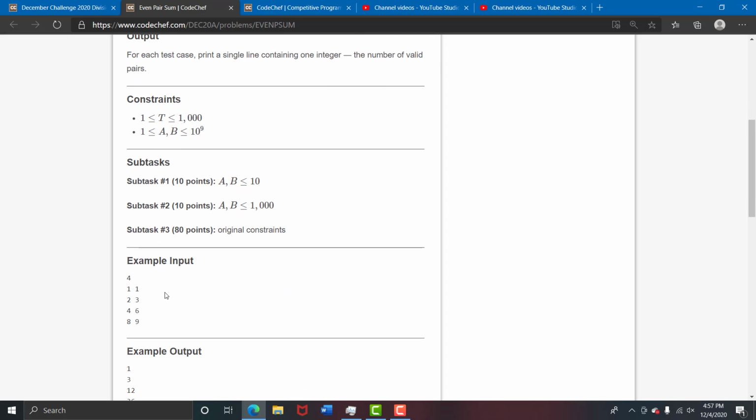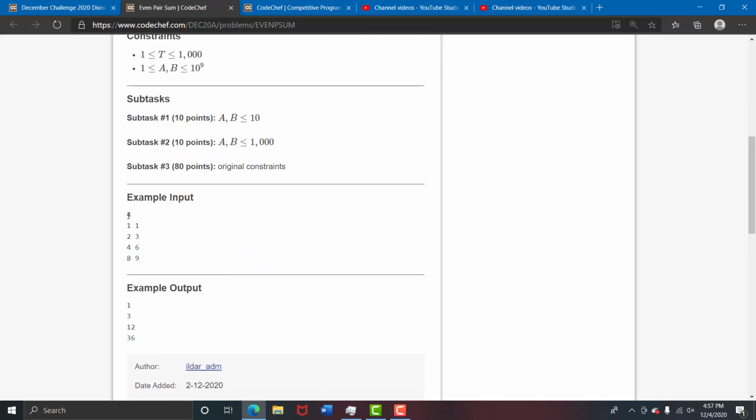Now let's take a look at the test cases. This is 4, 1, 1. So basically we have only one number in each, and 1 plus 1 is even. So the answer is 1, 2, 3. Similarly, you can do it for all, just brute force and check if these test cases are correct, and then make an approach on how to find all the cases when x plus y is even.